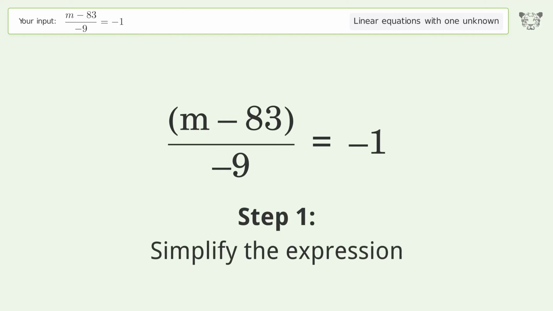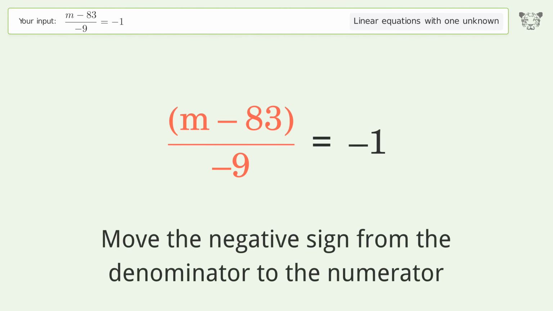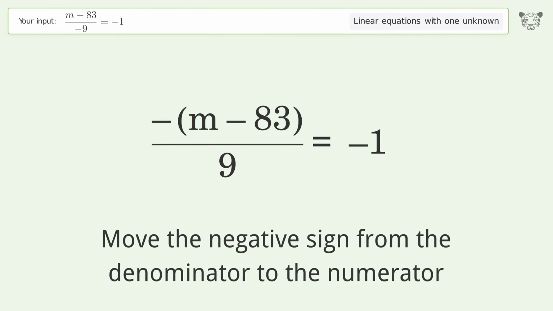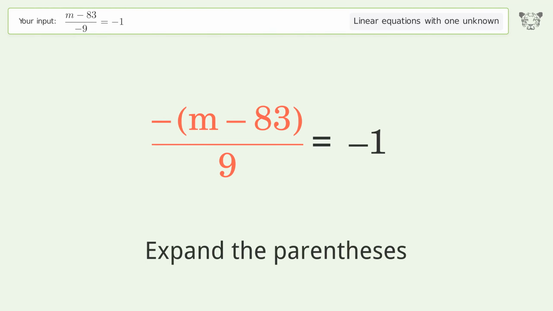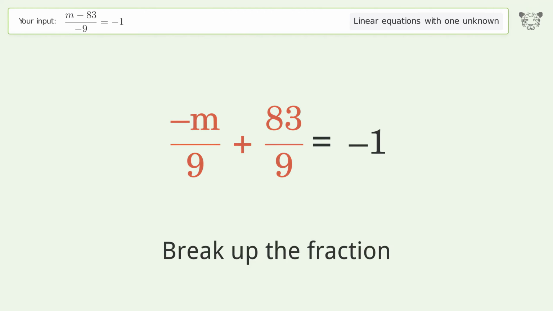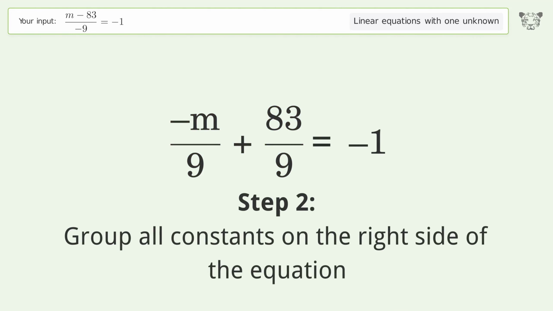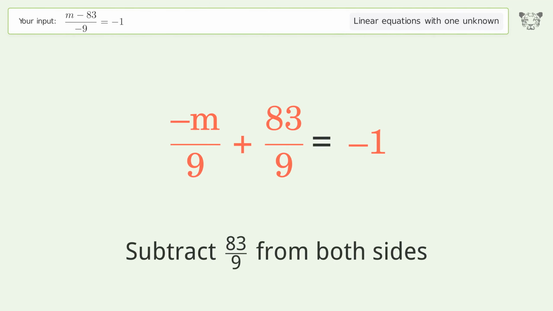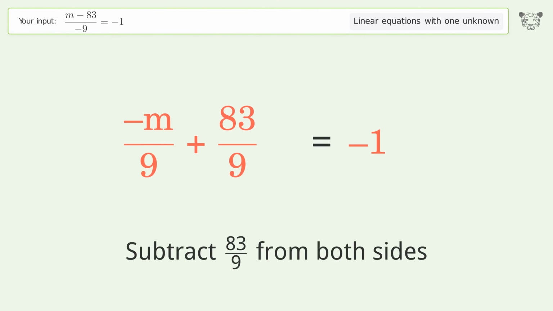Simplify the expression. Move the negative sign from the denominator to the numerator. Expand the parentheses. Break up the fraction. Group all constants on the right side of the equation. Subtract 83 over 9 from both sides.